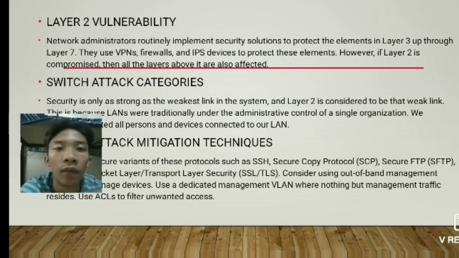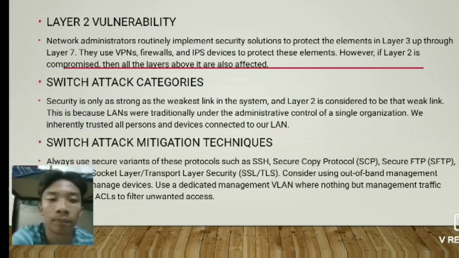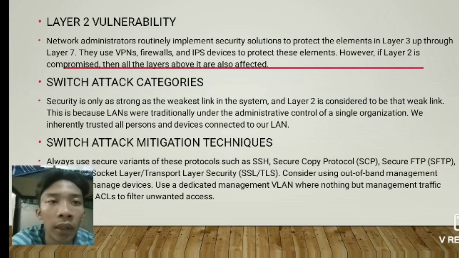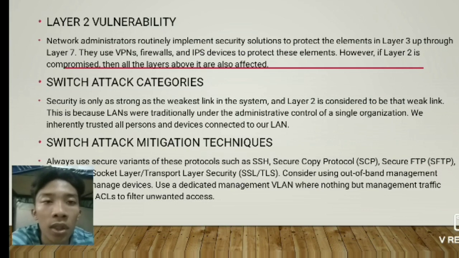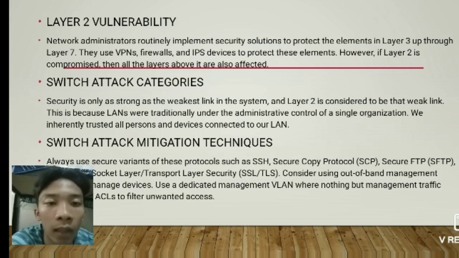Next, layer 2 vulnerability. With layer 2 vulnerability, administrators routinely implement security solutions. Next is the switch attack categories. Security is only as strong as the weakest link in the system. So, we inherently trust all persons and devices connected to our LAN, which are the people who are connected to the LAN. For example, we have the internet. The people who are connected in our LAN fall only under the switch attack categories.